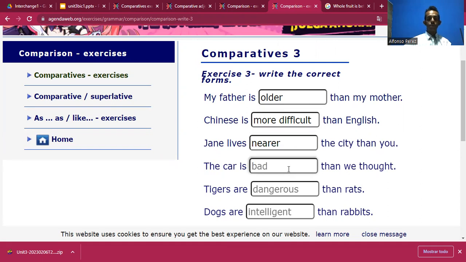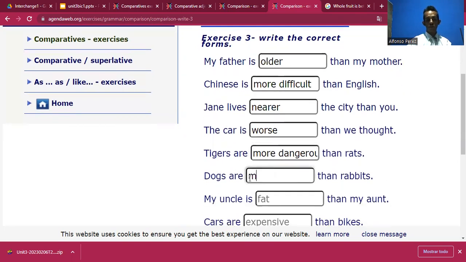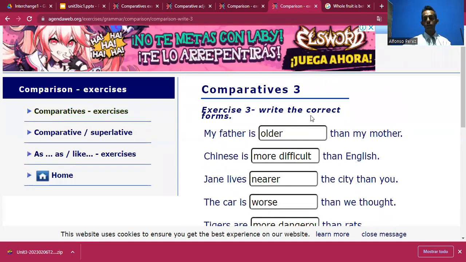Bad, you say the car is worse because it's irregular. Irregular means it's different than we thought. Dangerous is a long adjective, so we use the word more, more dangerous. And dogs are more intelligent. So one of the things I advise you to do, guys, is that you know the rules, you remember the rules, and recap the rules. Long adjectives, short adjectives, and irregular ones.